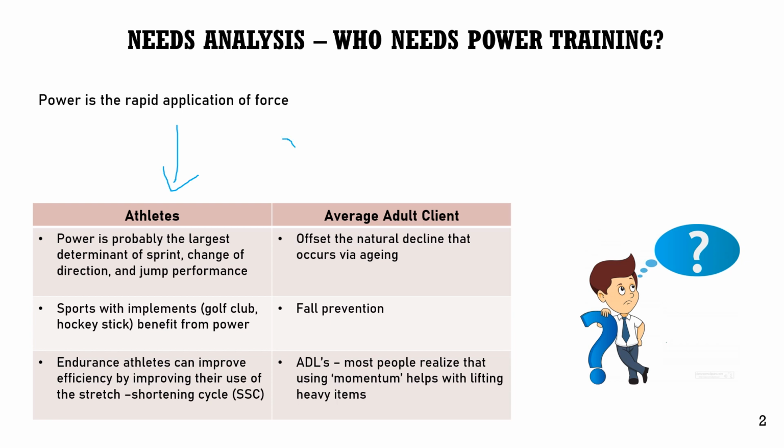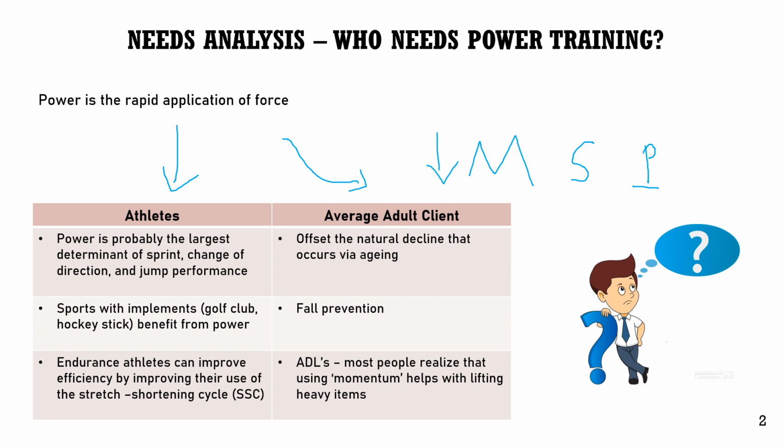But for general population or the average adult client, power is also very important because as we age, we have an age-related loss, not only in muscle size, but muscle strength. And we actually lose power at a faster rate than we lose strength. So what we want to do is offset this natural decrease in power.